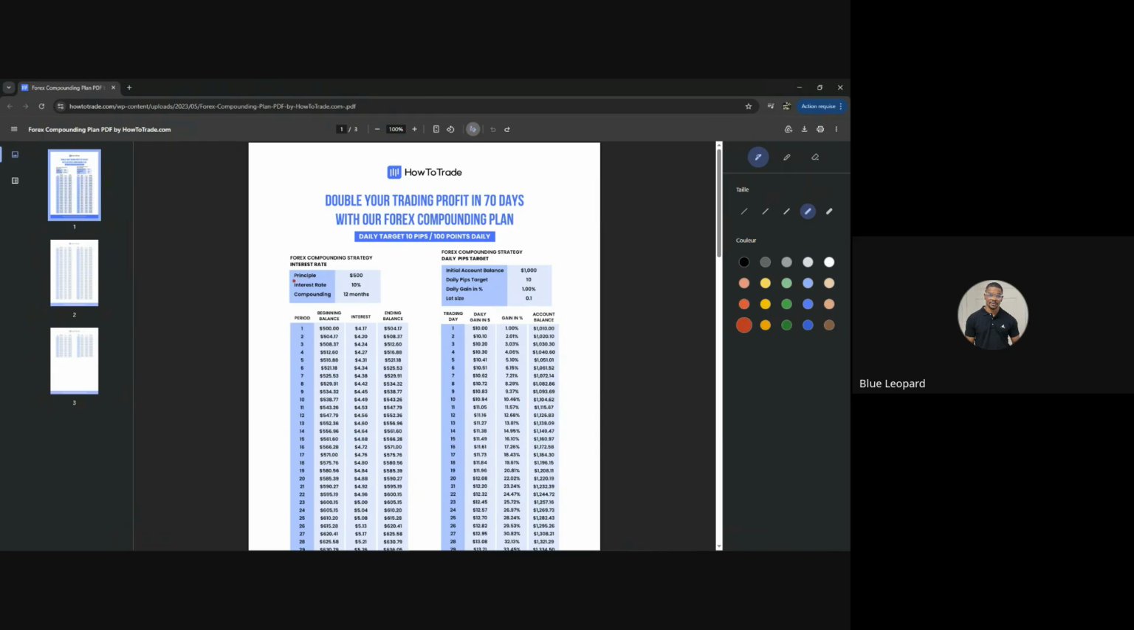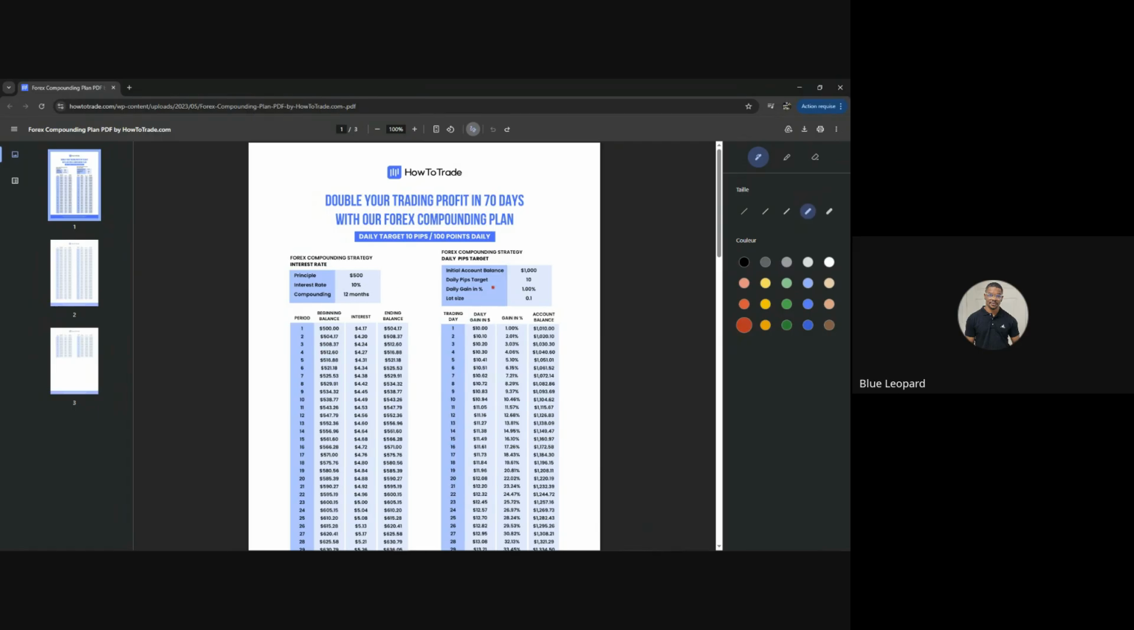We have a column here. The principal is 500, okay? The interest that you will make is 10%, okay? And the compounding is 12 months, okay? Every number here is just an estimation. I want you to understand that, okay? This is the Forex compounding strategy for daily pips target.